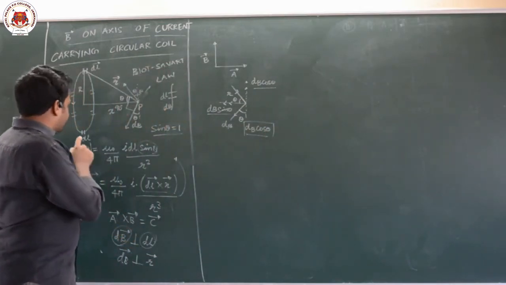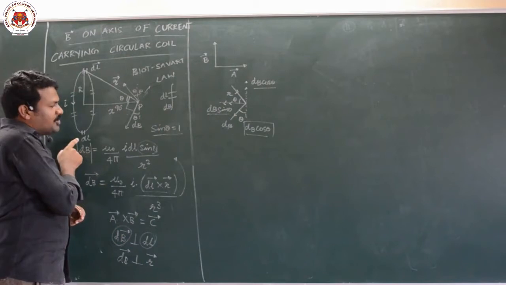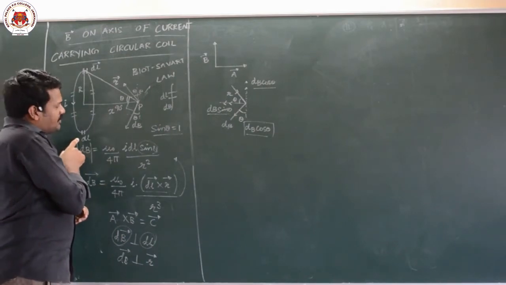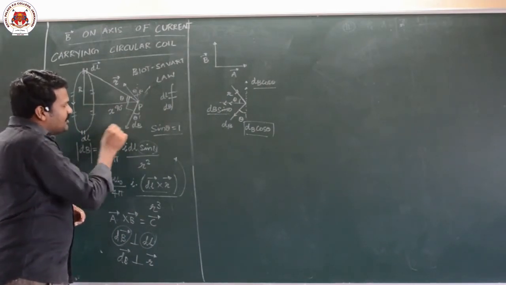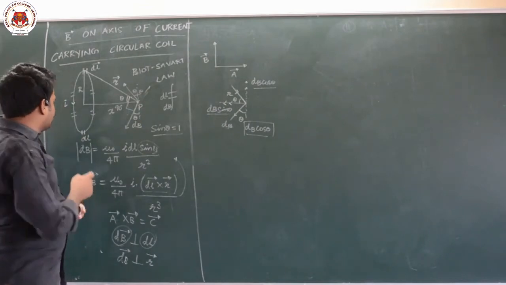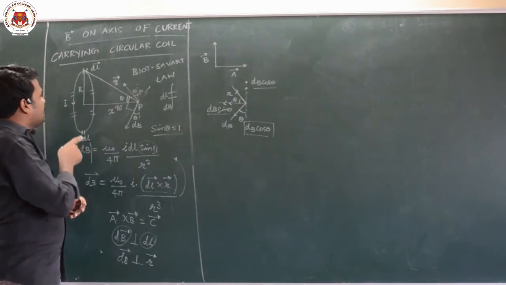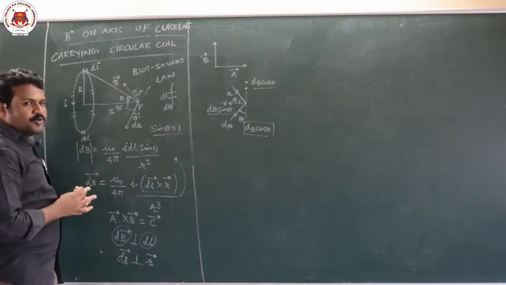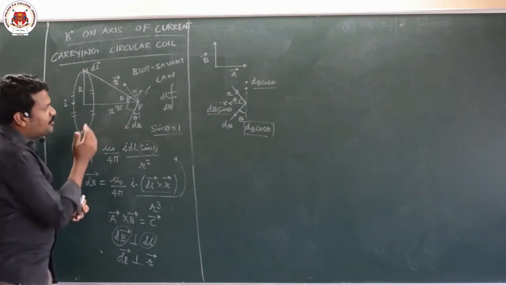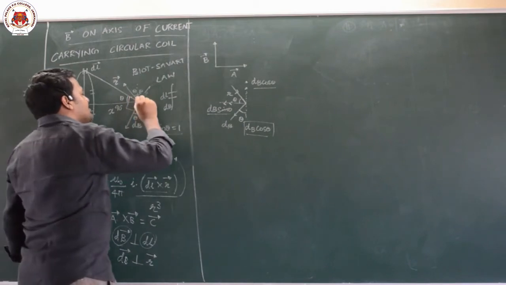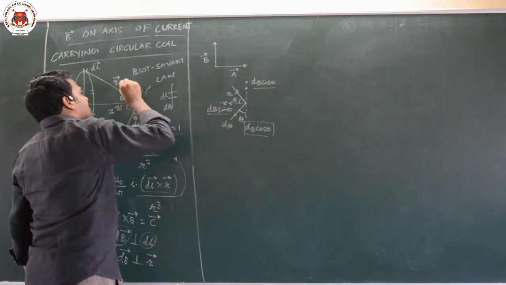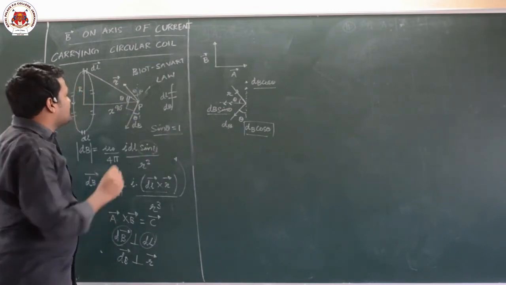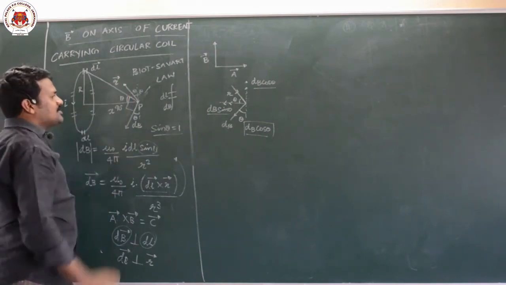Look at here, this is dl, and here also one more dl is there. This dl produces magnetic field in this direction. Again you can see the direction of current and see the direction of magnetic field. You have to hold this wire like this, and at point P, this will be the direction of magnetic field. So dB due to this element will be in this direction.